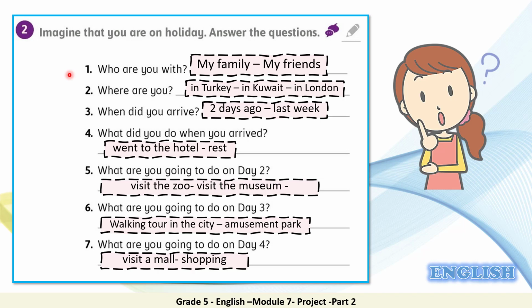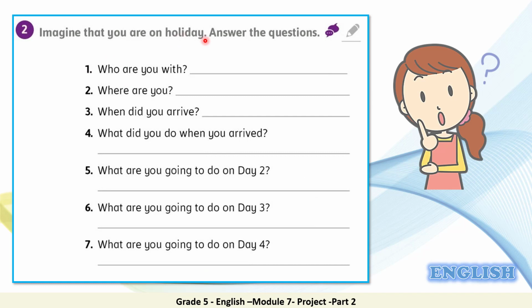Have you finished? Okay, my friends, I have also imagined I'm on a holiday like you. Let me show you what I've come up with. Who are you with? My family. Where are you? In Kuwait. When did you arrive? 2 days ago. What did you do when you arrived? The first thing I did is rest in the hotel. And that's what I did on day 1.